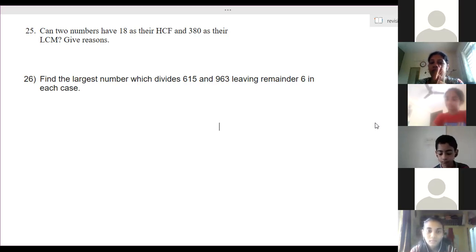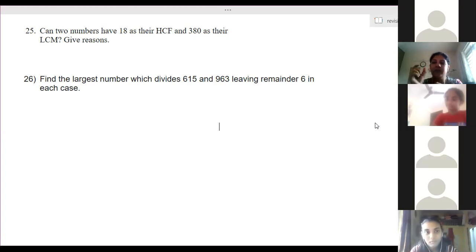Clear? So whenever you want to find a number which is smaller than the given numbers, you have to find the HCF. And LCM is a number always greater than those two numbers, and that single number is divisible by A and B both. When you are finding the LCM of two numbers, that means a number which is divisible by the given numbers.